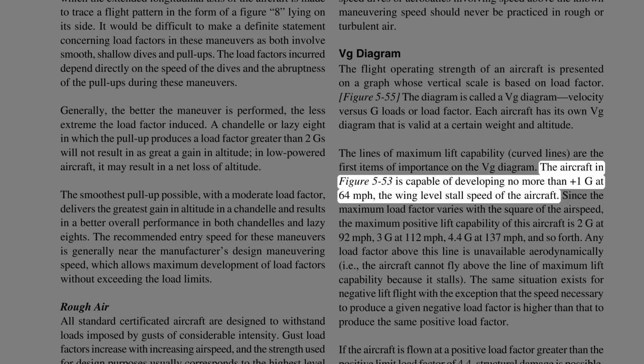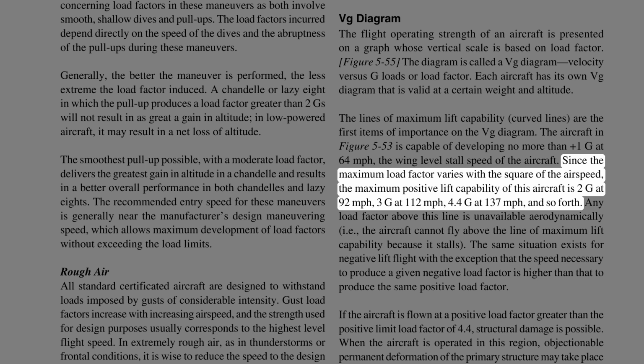The aircraft in Figure 5-53 is capable of developing no more than plus 1 G at 64 miles per hour, the wing level stall speed of the aircraft. Since the maximum load factor varies with the square of the airspeed, the maximum positive lift capability of this aircraft is 2 G at 92 miles per hour, 3 G at 112 miles per hour, 4.4 G at 137 miles per hour, and so forth.